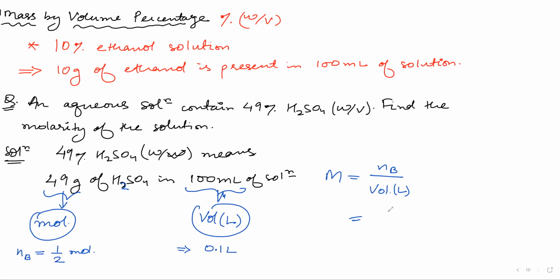Number of moles is equal to 1 by 2 into what is 0.1? So 1 by 10, it will be equal to 1 by 20 moles per liter. So 1 by 20 will be equal to how much? 0.05. Instead of writing moles per liter, you can also write capital M, which will give you 0.05 molar.